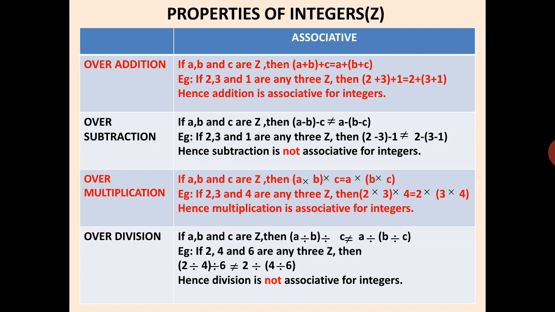The last operation now, that is division. Take the numbers. Here we have taken them as 2, 4 and 6. You try to solve it out. You will see that the LHS and RHS, they don't match with each other. They are not equal. So we finally conclude that division is not associative for integers.